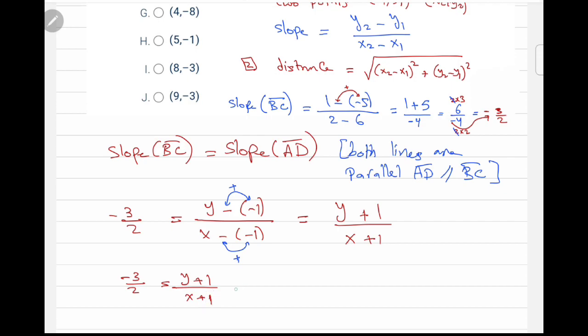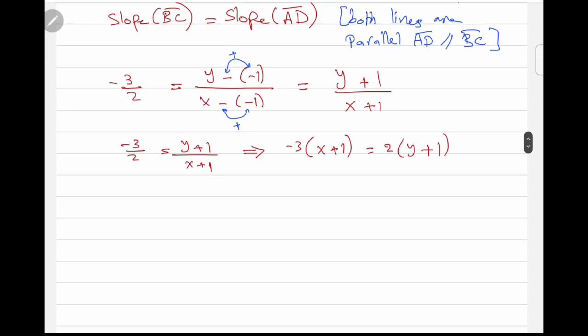And therefore we can do cross multiplication to get minus 3 times x plus 1 equal to 2 times y plus 1. So we can simplify this by distributing the 3, equal to 2y plus 2.